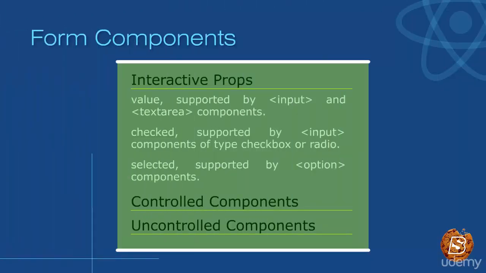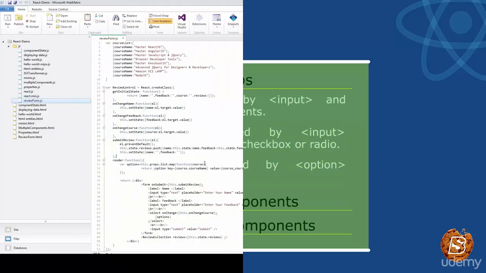Form components basically support a few properties that are affected via user interactions, and they are value, which is supported by input and text area components. Then we have checked, which is supported by input components of type checkbox or radio, and then we have selected, which is supported by the option component.